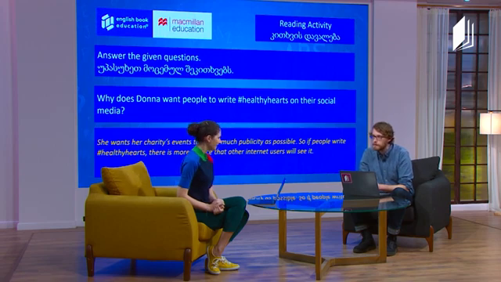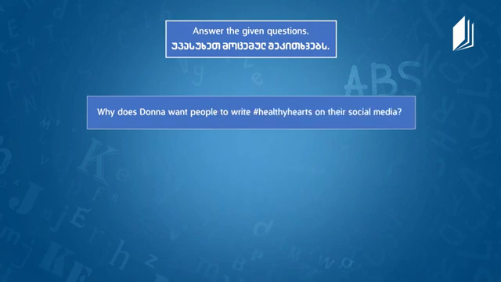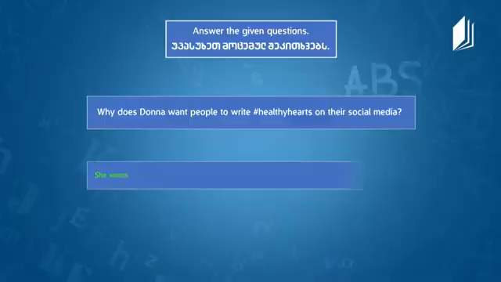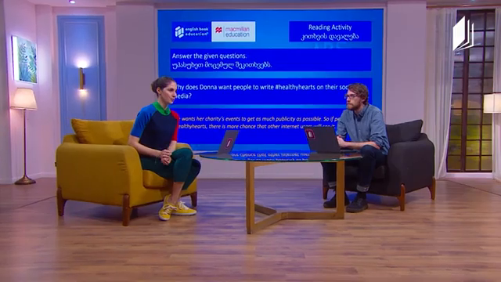Let's start? Yes. So Sophie, why does Donna want people to write hashtag Healthy Hearts on their social media? So as we read in the text, she wants her charity events to get as much publicity as possible, and this is why she's asking people to write hashtag Healthy Hearts.